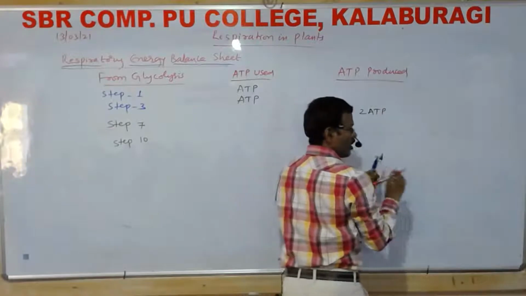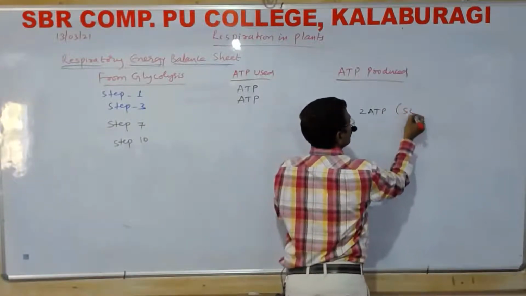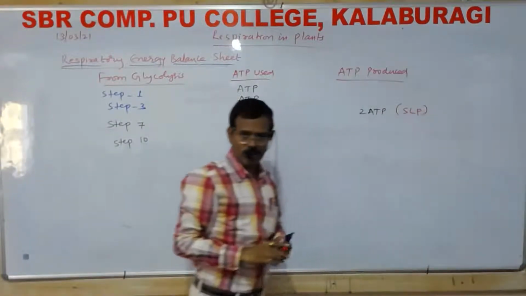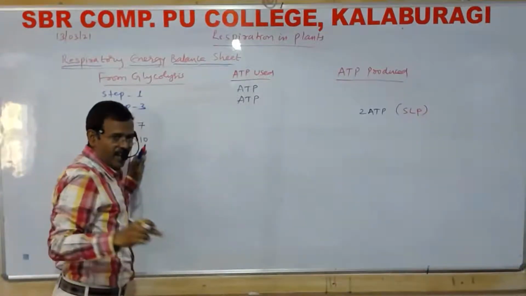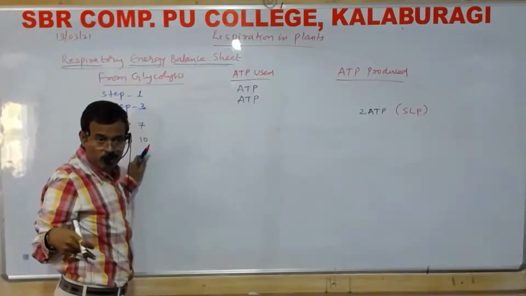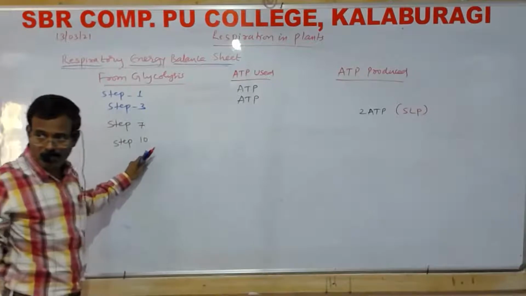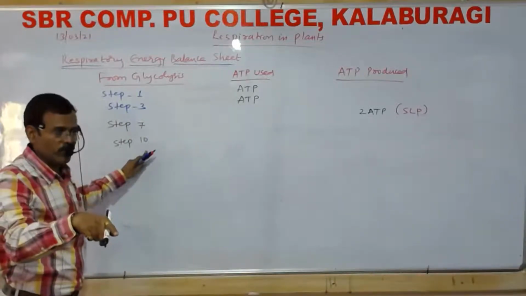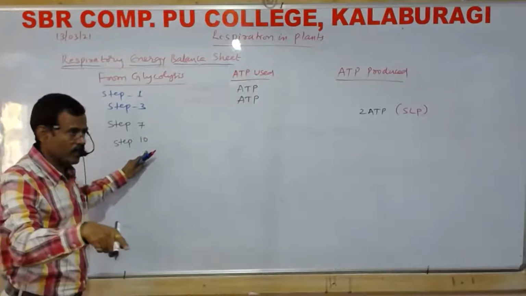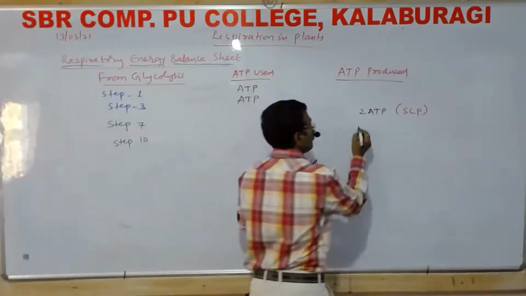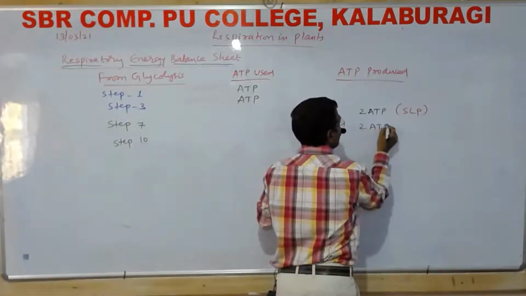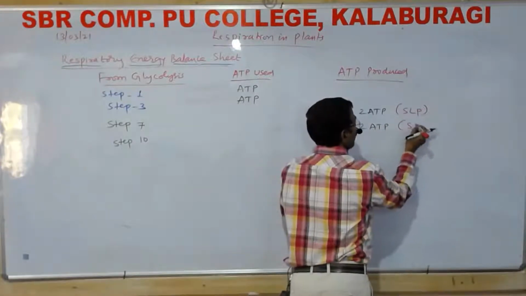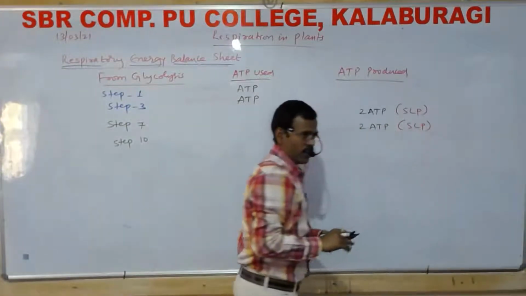These ATP are directly produced by which process? Substrate level phosphorylation. Then step number 10, phosphoenol pyruvic acid to pyruvic acid. Remember these steps. Right? So here also how many ATP will be produced? 2 ATP will be produced directly by substrate level phosphorylation.